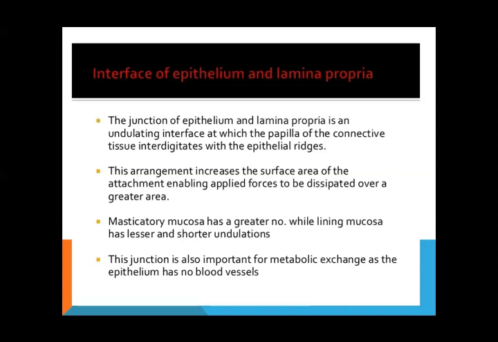Masticatory mucosa has a greater number of papillae, while lining mucosa has fewer and shorter undulations. This junction is also important for metabolic exchange, as the epithelium has no blood vessels.